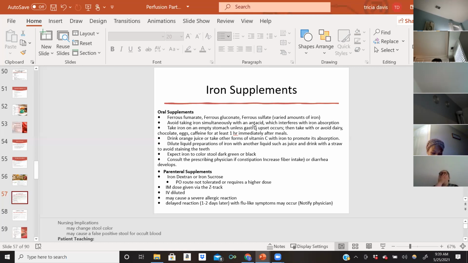We also want to explain to them that they should be expecting the iron to change their stool dark green or even black so that they don't become alarmed. We don't want them to stop taking it. And then that they should contact the prescriber if they have constipation. So if they have constipation, obviously we are going to want to encourage them to increase their fiber intake. Or if they get diarrhea, we don't want them to have diarrhea.